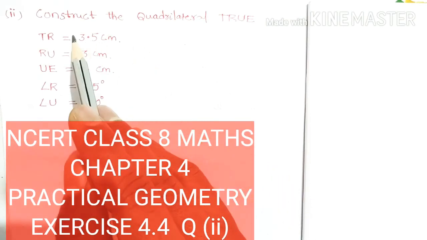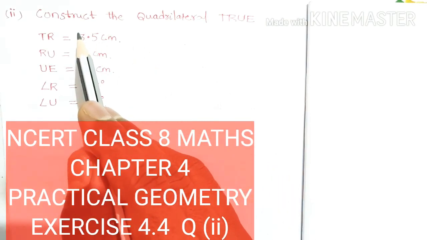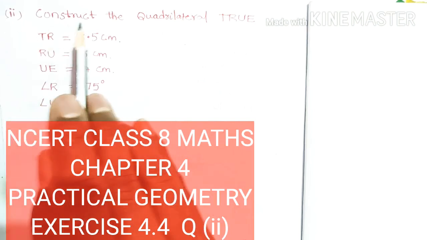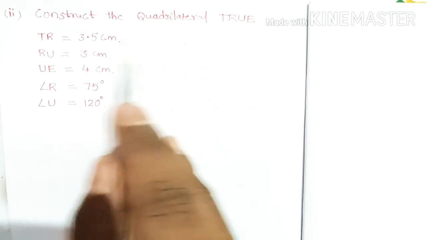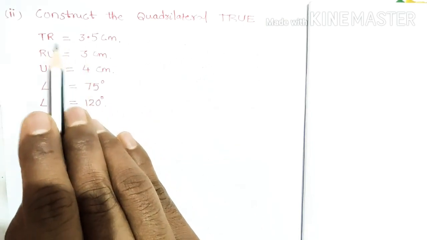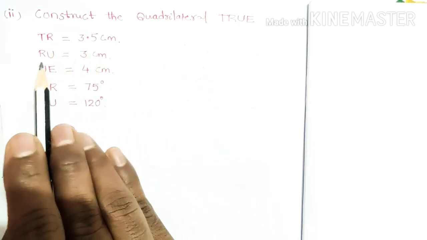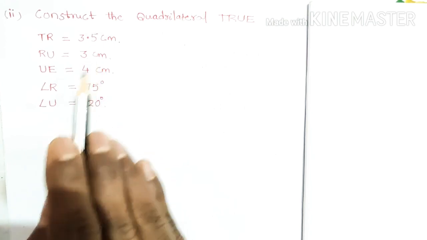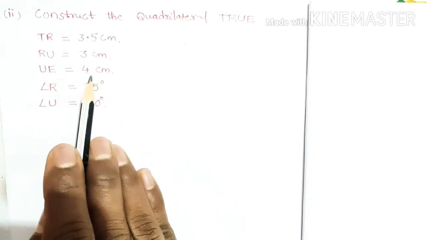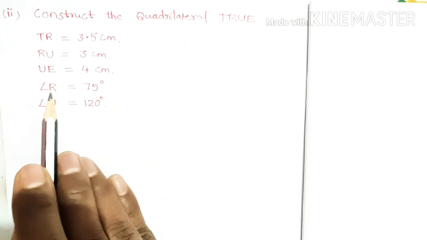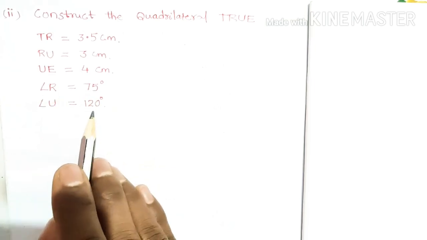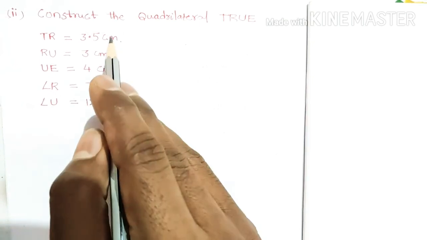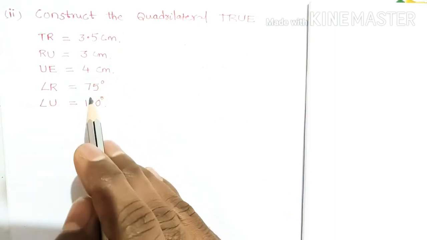In this video, we are discussing exercise number 4.4, question number 2. Construct the quadrilateral TRUE with length TR equal to 3.5 cm, RU equal to 3 cm, UE equal to 4 cm, and the two angles, angle R equal to 75 degrees, angle U equal to 120 degrees. Here, three sides and two angles are given to us.